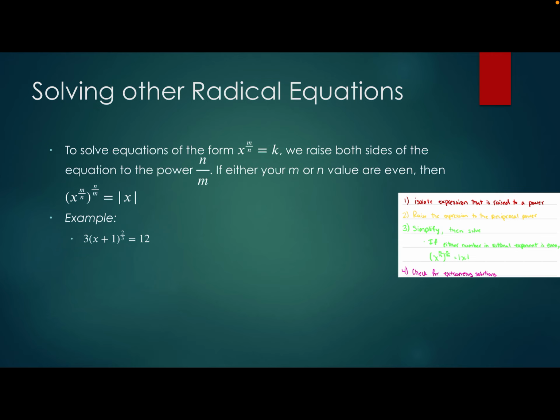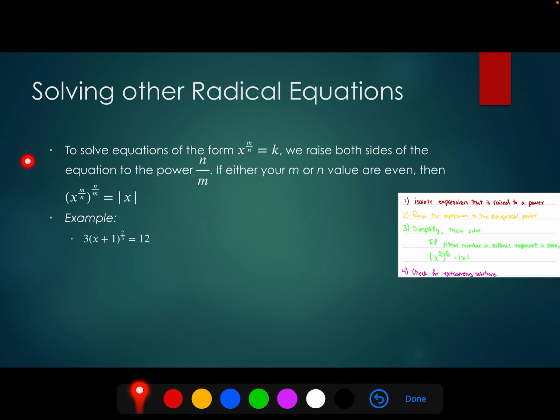All right, now let's take a look at solving an equation where we have a rational exponent in there. So first, let's take a look at this first bullet point. It says to solve equations of the form x raised to the m over n power equals k, we have to raise both sides of the equation to the power n over m. And if you look, you can see this n over m is the reciprocal of m over n. So whatever the power is, you have to raise both sides of your equation to the reciprocal of that.